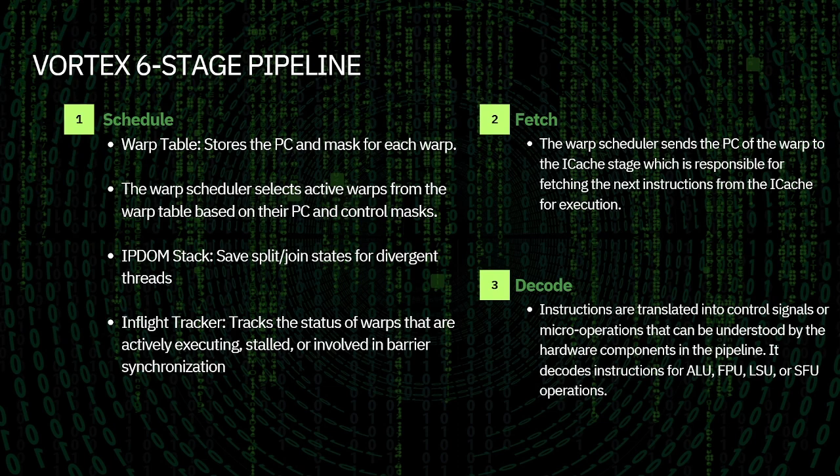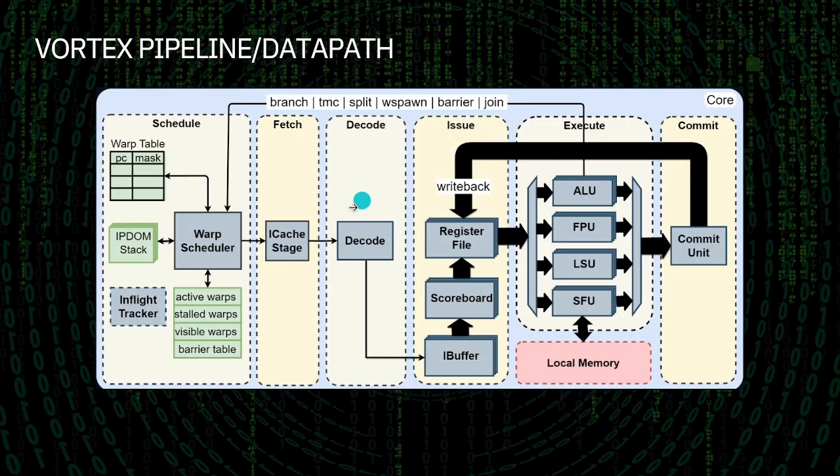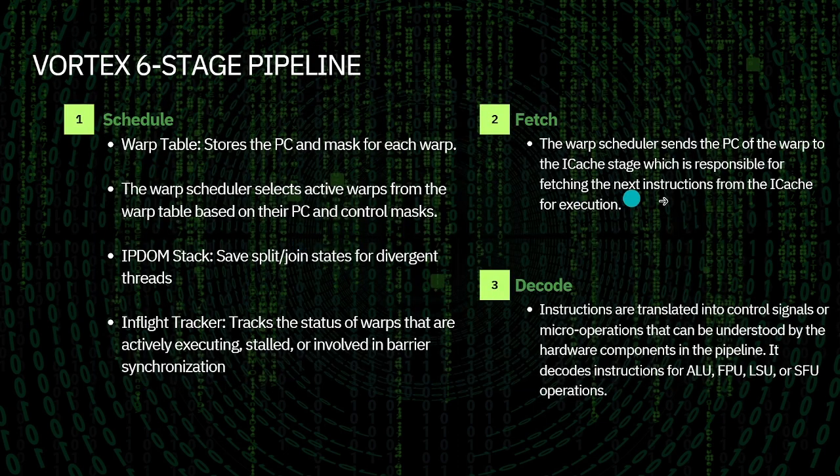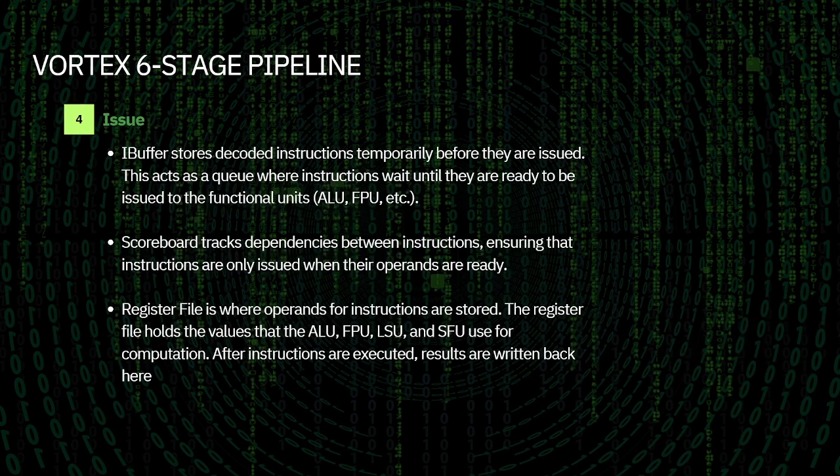والفيتش verb في الفيتشنج ستيج يعني الورب سكادجولر sends the program counter of the verb to the cache stage اللي هو البلوك ده يعني. والبلوك ده مسؤول عن اللي هو بيفتش next instructions from the cache for execution. Decode stage ال instructions are translated into control signals for micro-operations that can be understood by hardware components in the pipeline.